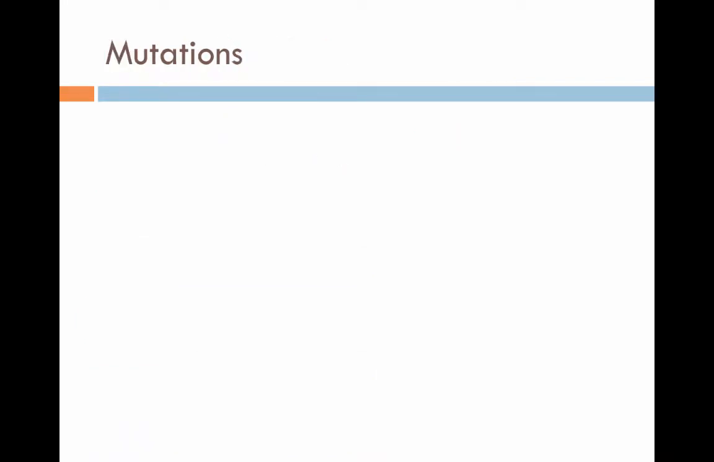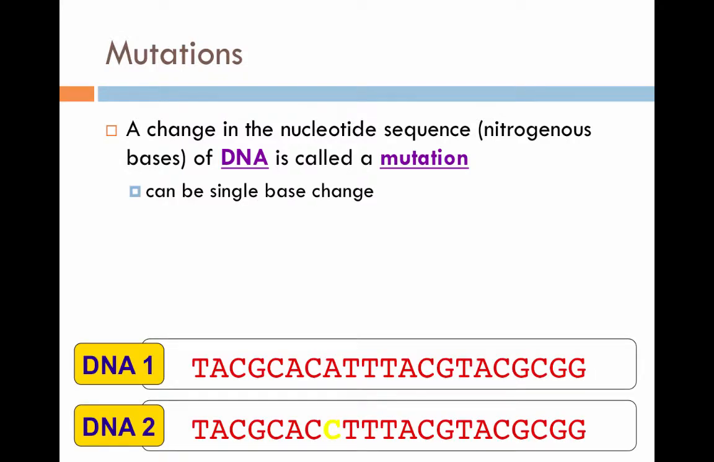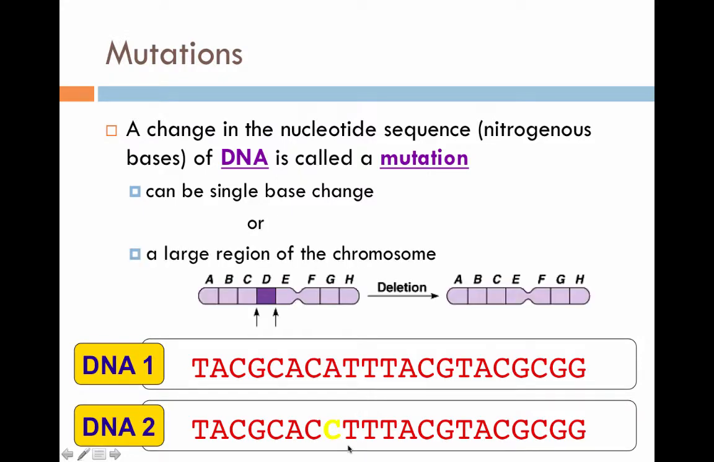Well, what are mutations? Mutations are a change in the nucleotide sequence, specifically the nitrogenous bases of DNA. Mutations can be small, single nitrogenous base changes. For instance, instead of an A, a C is put in this position. Or they can be large sections of DNA. Maybe they're deleted, maybe they're added. A whole chunk of a chromosome could potentially change.